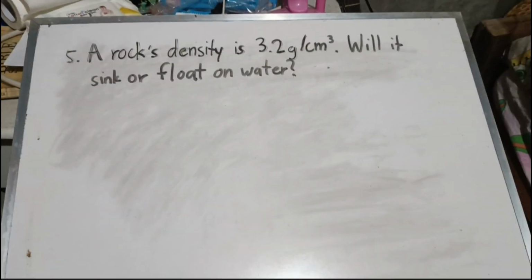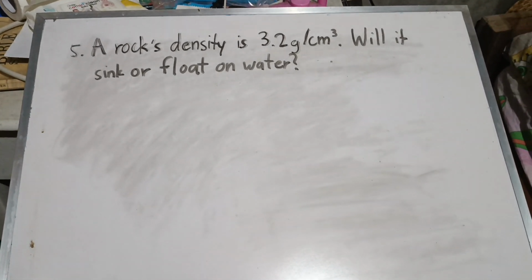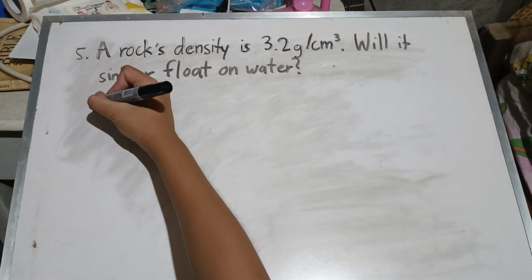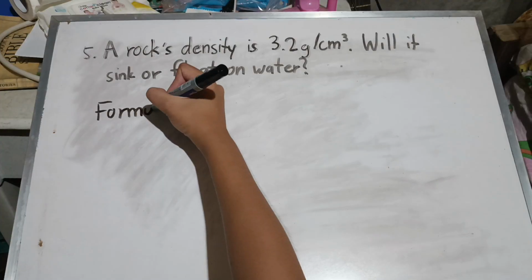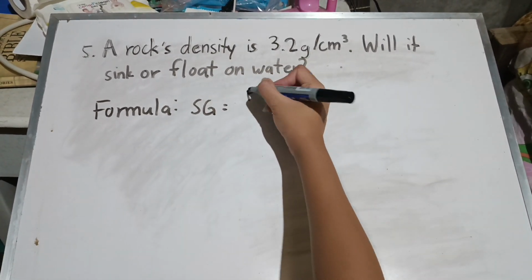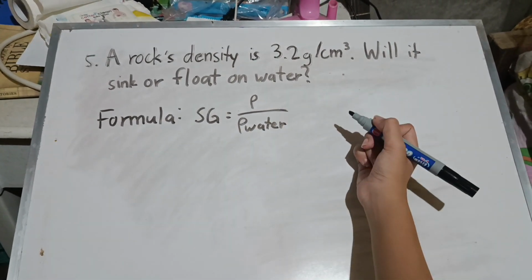Problem number 5. A rock's density is 3.2 grams per cubic centimeter. Will it sink or float in water? Since we only need to find out whether the rock will sink or float in water, we will find its specific gravity using the formula specific gravity equals to density over the density of water. Now let's substitute.